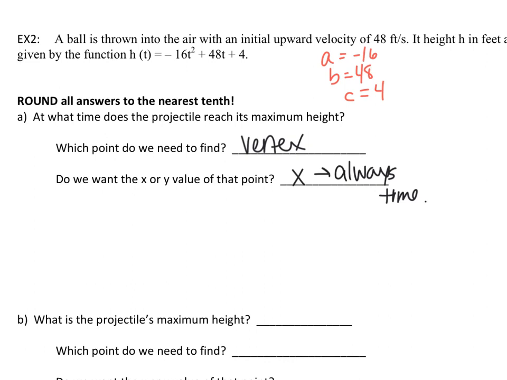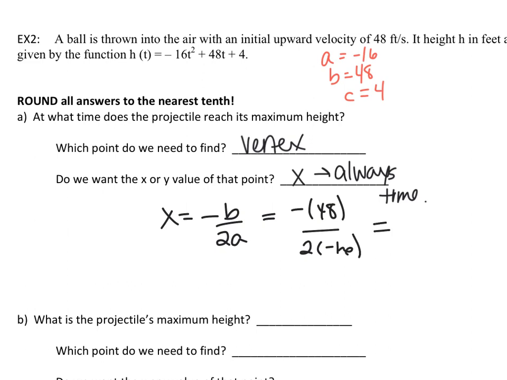So remember, our axis of symmetry formula is x equals negative b over 2a. We substitute in our b value and our a value, and we get negative parenthesis 48 all over 2 times negative 16. We type that into our calculator, and we end up getting 1.5. So what that is saying is, it'll take 1.5 seconds to reach my maximum height.